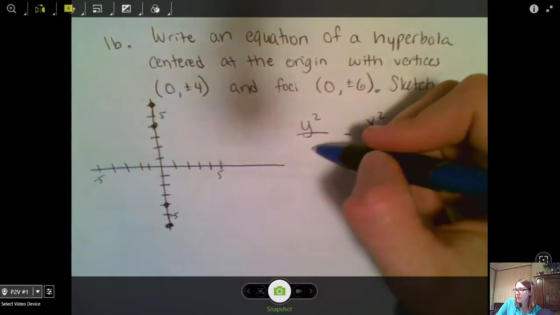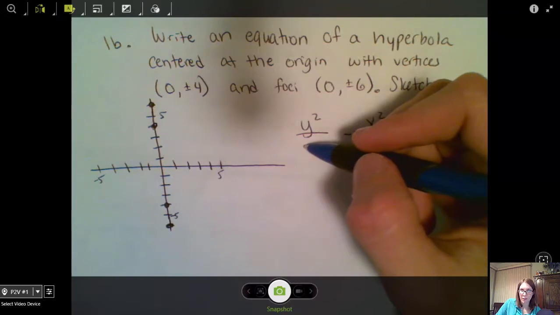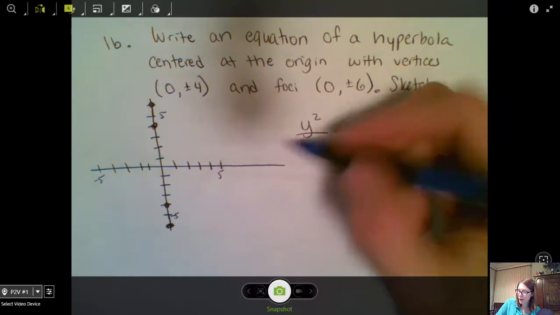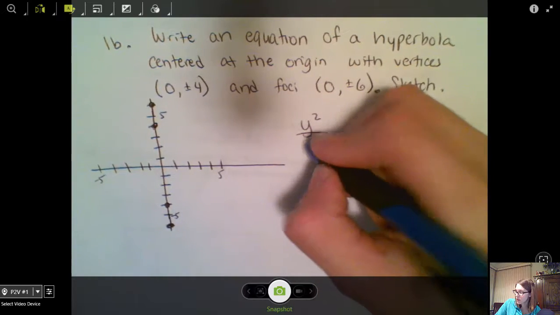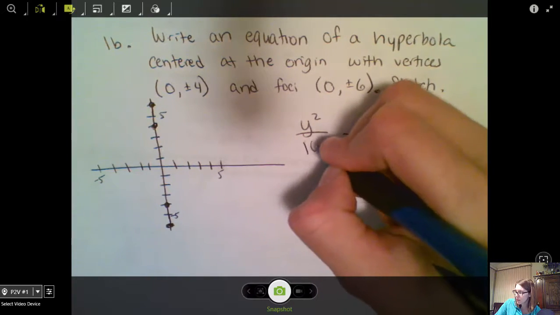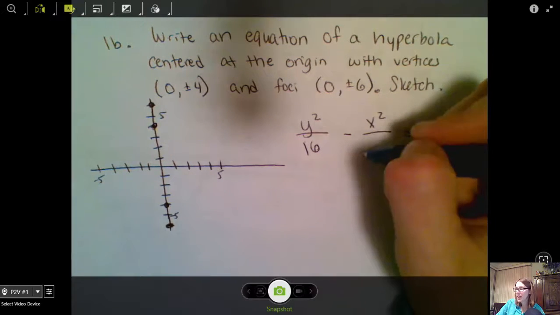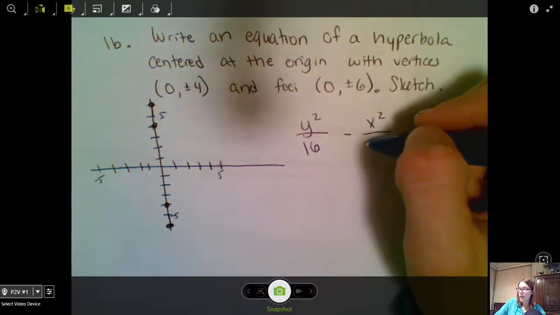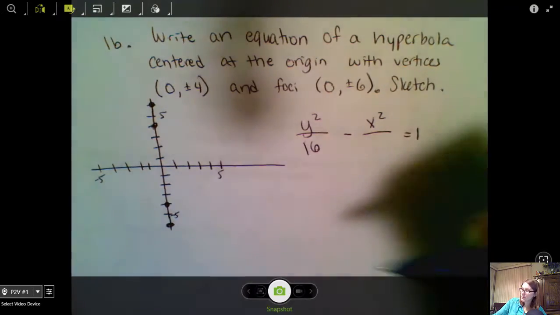This first number is my vertex squared. So y squared over 4 squared is 16. To figure out the other number, I need to figure out the width, in this case, of my central rectangle.